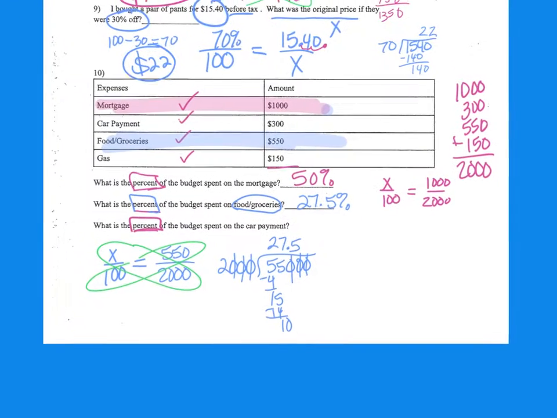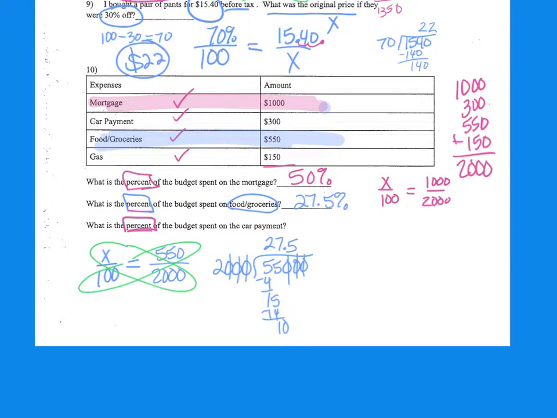Last one, what percent of the budget was spent on the car payment? So that's $300. So what percent? X over 100, and the car payment was $300.